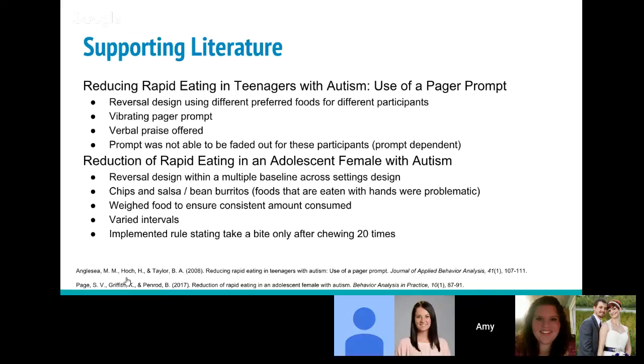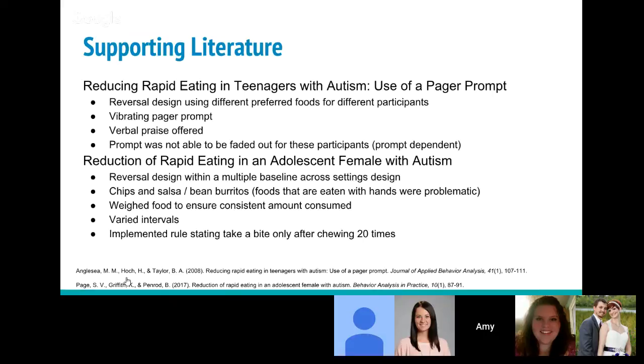Another article that we found, another study, was titled Reduction of Rapid Eating in an Adolescent Female with Autism. Within that study, there was a reversal design within a multiple baseline across settings design. They focused on foods that were eaten with hands, so for their study, the foods eaten with hands that they used were chips and salsa and bean burritos.